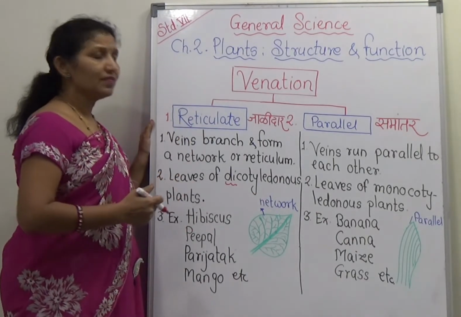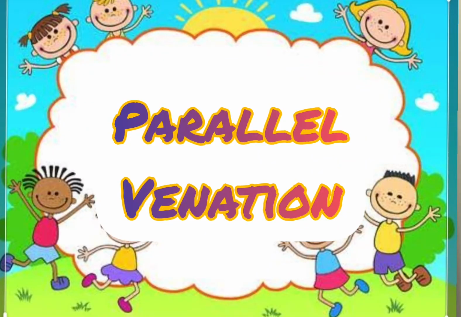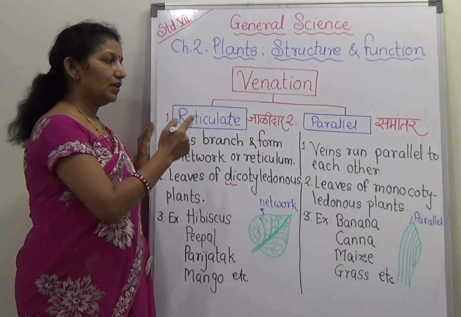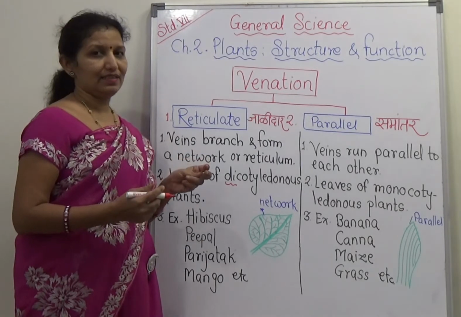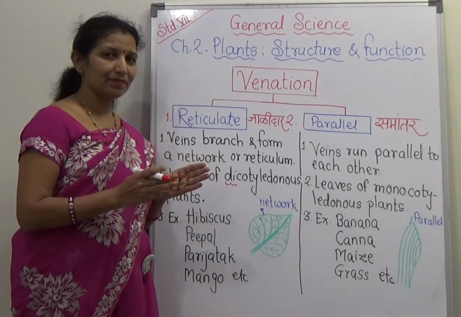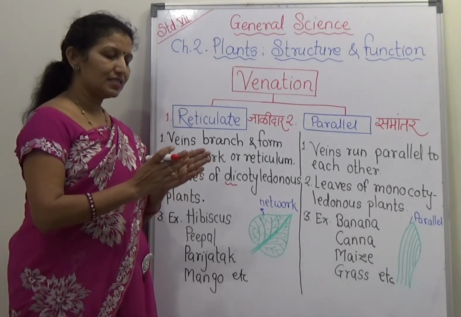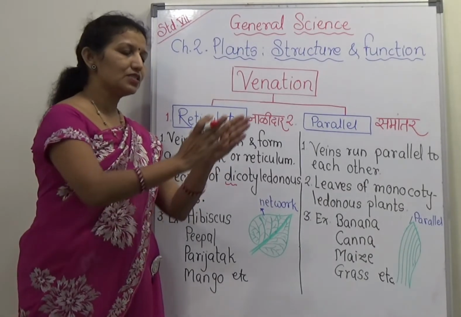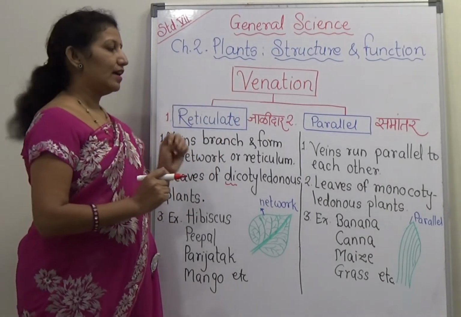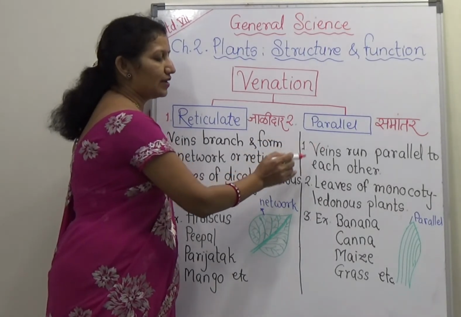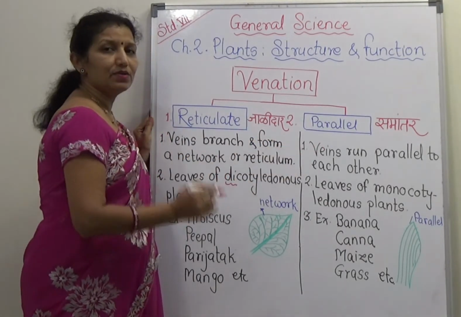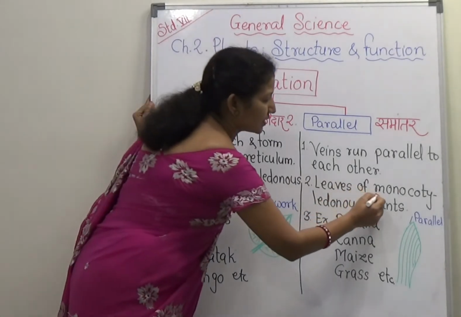Now, parallel venation. In parallel venation, veins run parallel to each other. What do you mean by parallel? Parallel means these veins do not cross each other, and that's why they are called parallel. Veins run parallel to each other, and this is in the leaves of monocotyledonous plants.